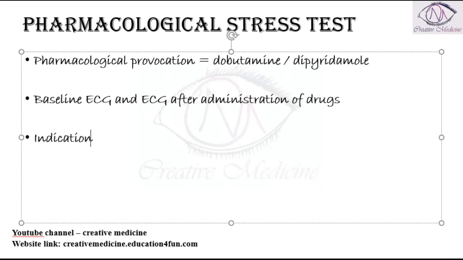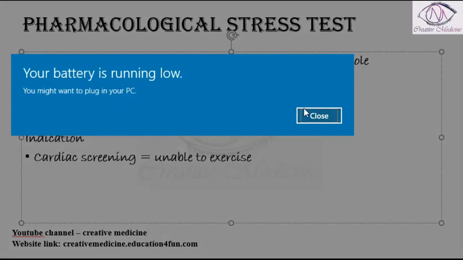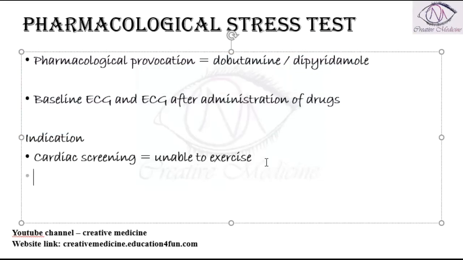Actually, when do you do this pharmacological stress test? It is done whenever screening of the patient is not possible, or the patient is unable to exercise. In cardiac screening, if the patient is unable to exercise, then we can use this pharmacological stress test. As I have said, we can use dobutamine or dipyridamole.